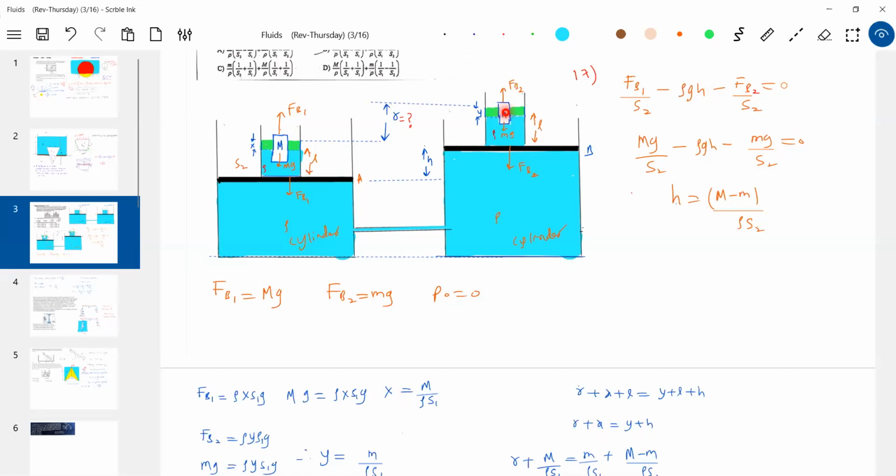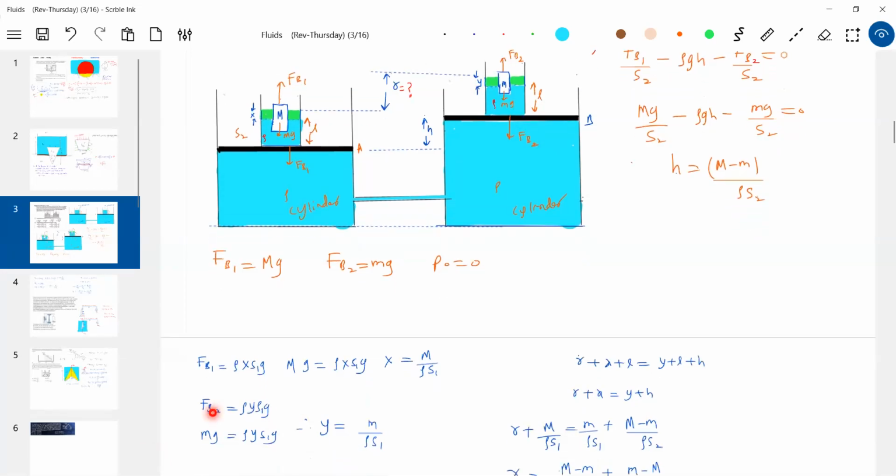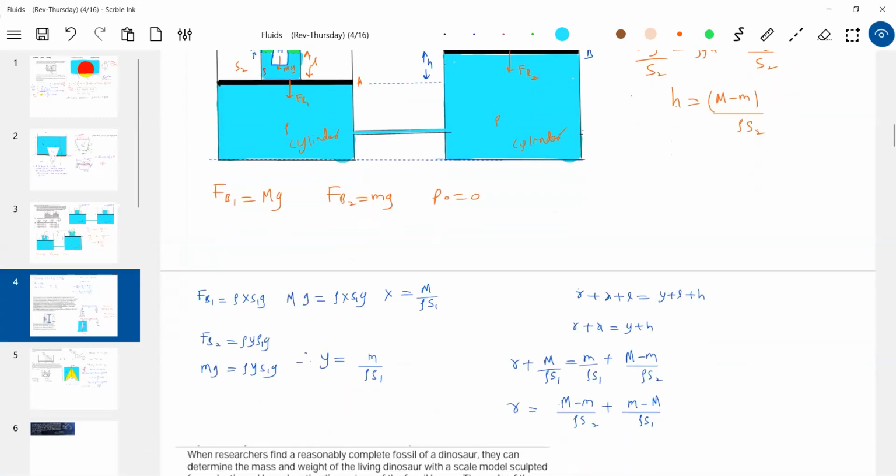Similarly, let Y be the length of the displaced liquid. So therefore, what is the buoyant force? FB2 equals rho Y S1 g, it is, not rho 1 S1 g. FB2 equal to small mg, you'll get Y. Substitute that X and Y here. You'll get the required answer. Possibility of asking such questions in advance. Just simple idea based.